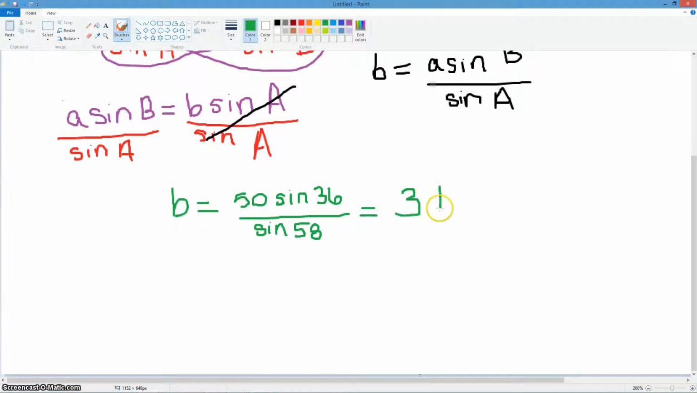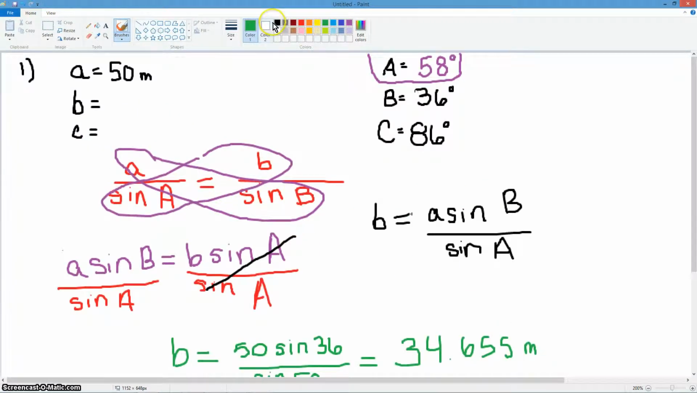For side B, it is going to be 34.655 meters. Okay, so I'm going to go up here and write it in there. B is 34.655 meters. Alright, so that's my little b.